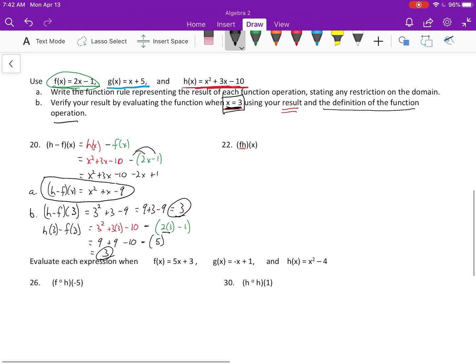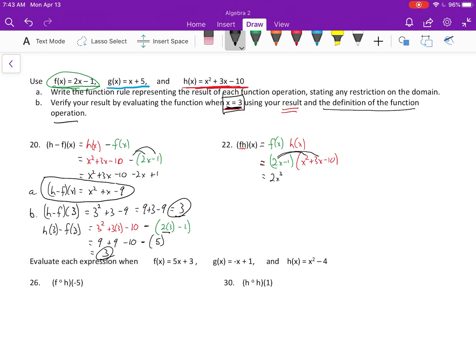All right, going on to the next one, we have f of x times h of x. We actually, I believe, already figured this out. Oh no, that was a different function. So we have to do f of x, which is 2x minus 1, multiplied by h of x, which is x squared plus 3x minus 10. We have to multiply those out.